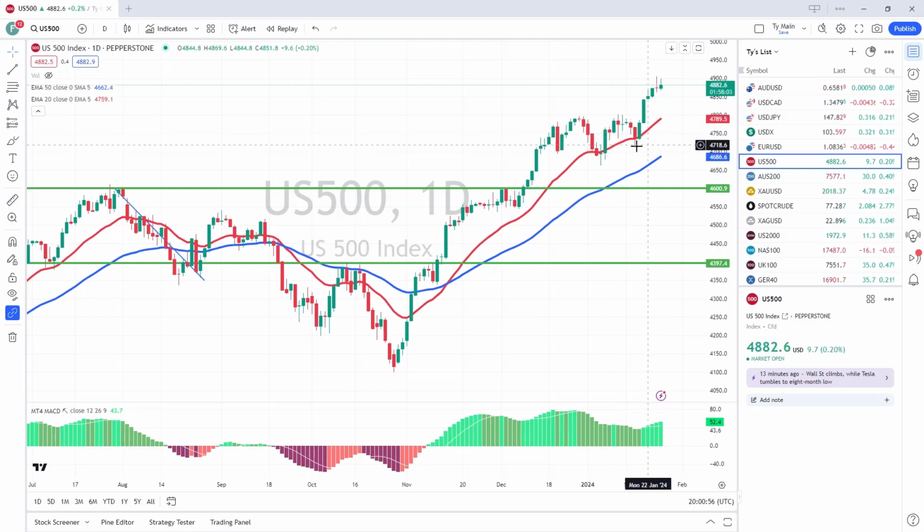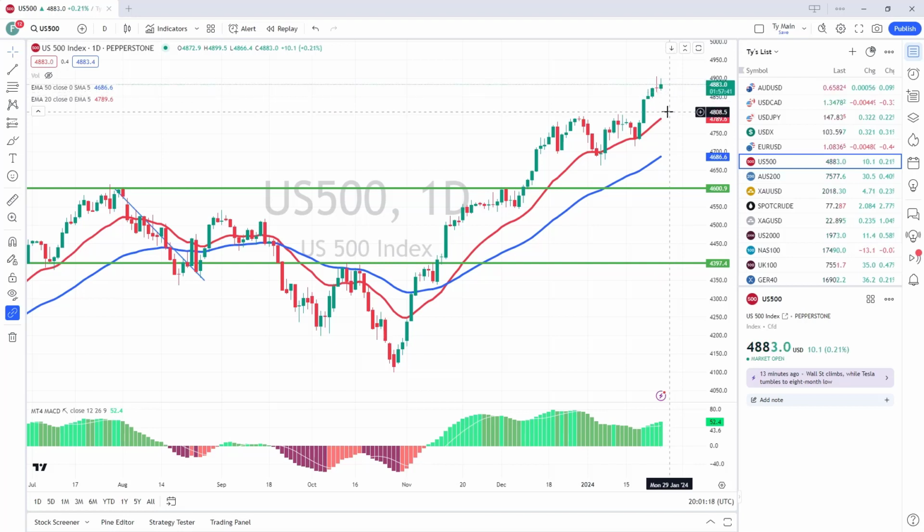It did all the right things off the 20 moving average, obviously. We had the doji candle there. The market is not quite closed yet, so we've still got a little bit of work to do before the US market closes. But this candle, again, has pushed up to the 4,900, rolled down about 15, 16 points, and is trading currently somewhere in the middle of its range.